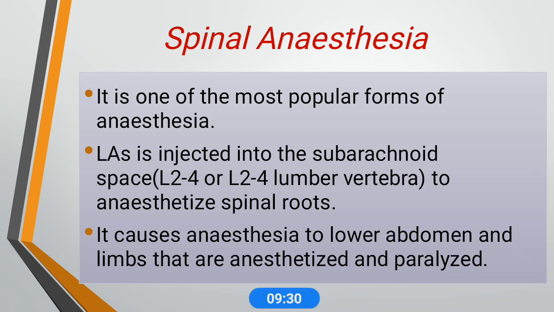Spinal anesthesia is the most popular form of anesthesia. Local anesthetic is administered or injected into the subarachnoid space to anesthetize the spinal cord. It is used for surgeries of the abdomen, pelvis or legs when general anesthesia can't be used. It causes anesthesia of the lower abdomen and limbs, which are anesthetized and paralyzed. This can be administered in patients with hepatic, renal and cardiovascular disease.